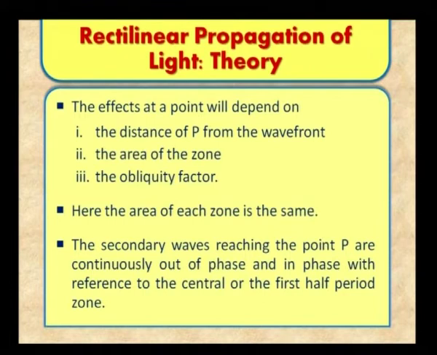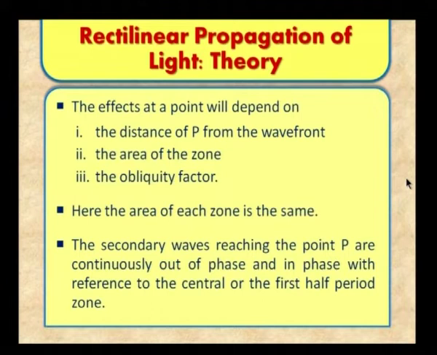Obliquity means the angle of elevation between the wave, the half period zone and the point. Hence, the area of each zone is the same, that is the important point. The secondary waves reaching the point P are continuously out of phase, that is, the phase difference between each zone will be pi, that is lambda by 2, and in phase with reference to the central or the first half period zone.